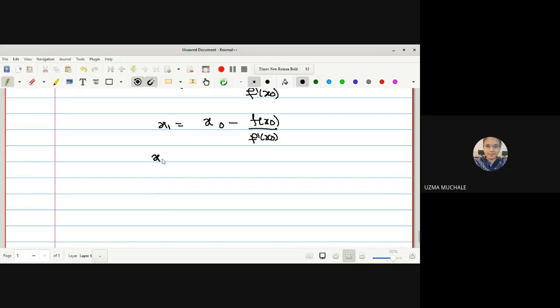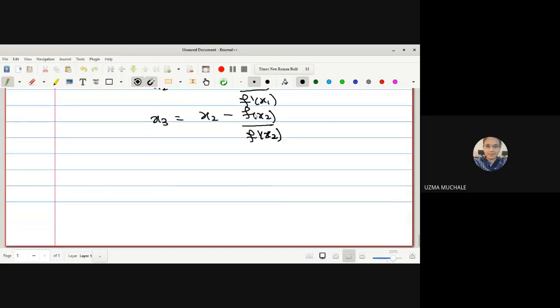Okay, now what is the next step? We can find out x2 as x1 minus f of x1 divided by f dash of x1. What will be x3? x3 is x2 minus f of x2 divided by f dash of x2. But this method will not be helpful when the value of f dash is tending to 0. If f dash is equal to 0, this will be 1 upon 0, which is an undefined quantity. Okay, so that's why now we can write in general, xn plus 1 is equal to xn minus f of xn divided by f dash of xn.